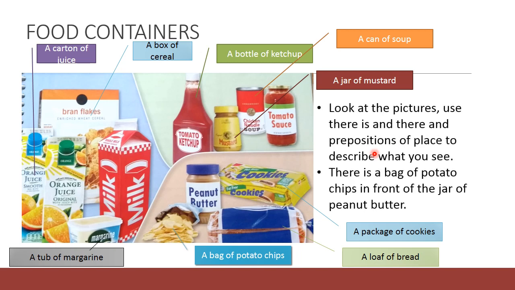Look at the pictures. Use there is and there are and prepositions of place to describe what you see. Here we have an example. Focus on the potato chips. There is a bag of potato chips in front of the jar of peanut butter. So here we have the potato chips in front of the peanut butter. Now you can stop the video and keep practicing the picture description. Then you can continue checking the video to see if you got some similar answers.